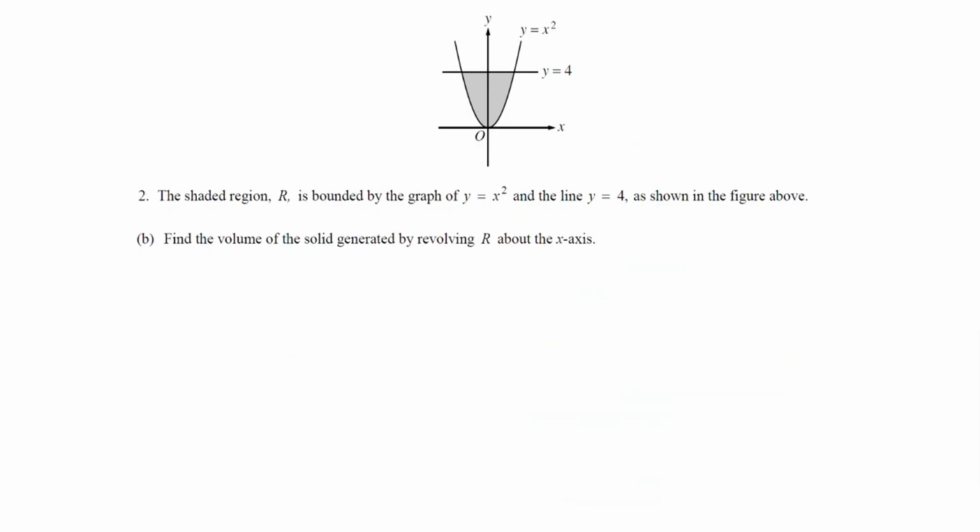In part B, they want to know the volume of the solid generated by revolving R around the x-axis. So if we go around the x-axis here, we've got washer cross-sections. Right? We have an outer radius equal to the distance from the x-axis to the upper function, which is just going to be 4. And we have an inner radius equal to the distance from the x-axis to the lower function, which is just x squared. And so since these are washers, pi times the outer radius squared minus pi times the inner radius squared is the area of that cross-section.